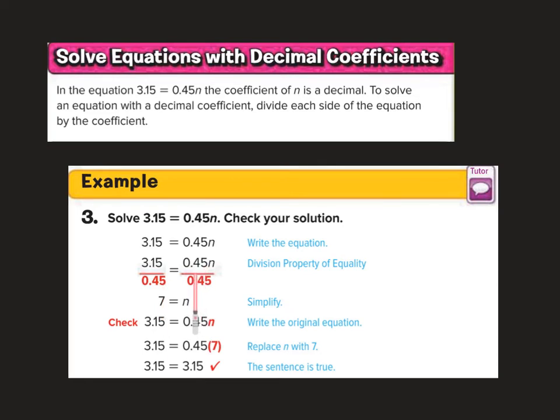The right-hand side cancels, and we're left with 3.15 divided by 0.45 is equal to 7. So n is equal to 7. Now to check our answer, we can just plug in 7 for n. And when we multiply 0.45 times 7, we do get 3.15. So this sentence is true and this equation balances out.